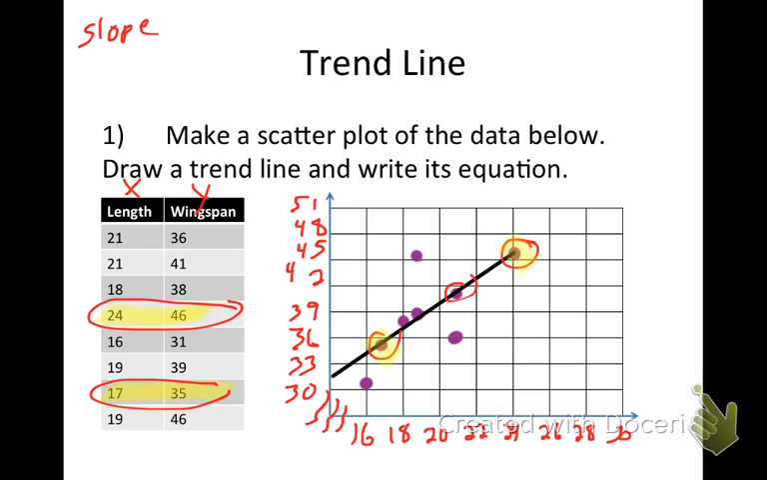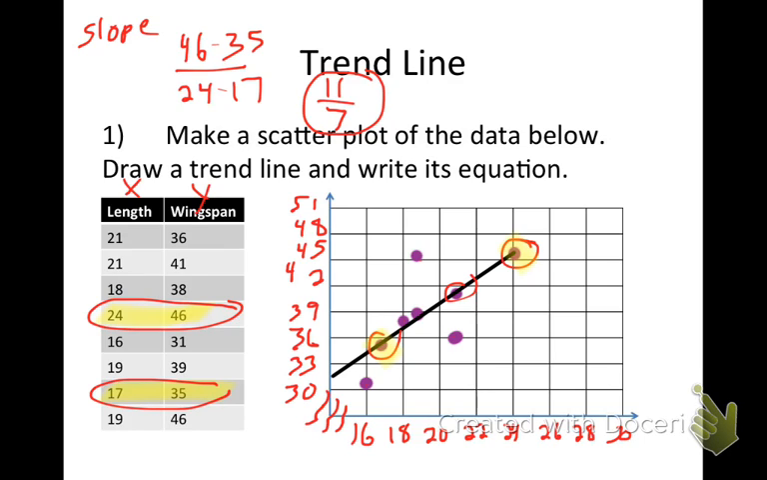Well, how do I find the slope when I have 2 coordinates? I use the slope formula, right? So I'm going to say 46 minus 35 over 24 minus 17. 46 minus 35 is 11, 24 minus 17 is 7. I have my slope. Does everybody see how I get my slope here? 11 over 7.